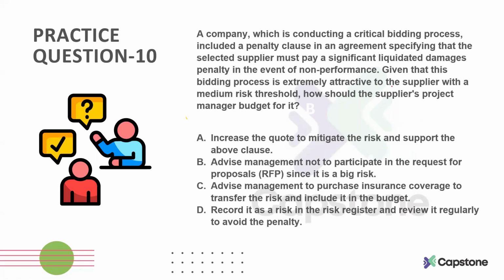So what is happening in this scenario? The contract is very attractive with a medium risk threshold. But the flip side is that there is a chance that if there are any delays, or the contract is not fulfilled, you may have some liquidated damages that you need to pay. So that is a negative risk or a threat to the vendor or the supplier. So how can you budget for it?